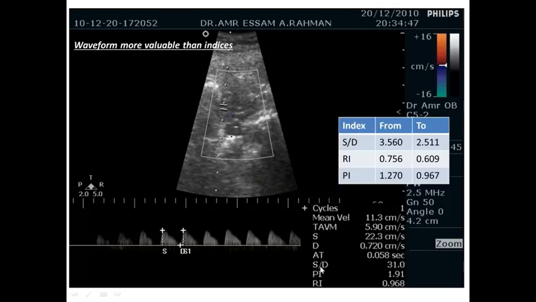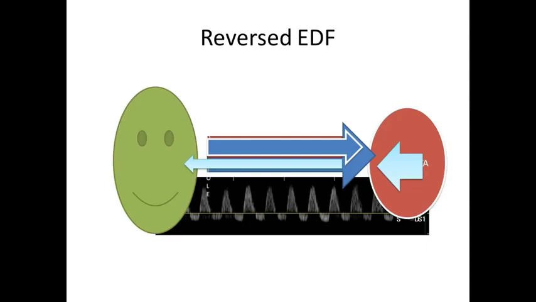If you look at the indices, you will find the peak systolic divided by the end diastolic velocity is 31, which is very high. The pulsatility index is 1.9, which is very high. The resistance index is 0.9, which is abnormal, but actually it is worse than this. It is worse than 0.968. But anyway, the indices show that there is increased placental resistance.